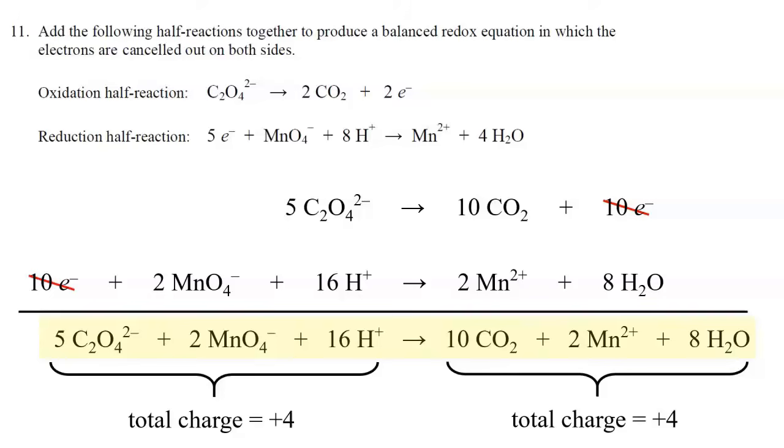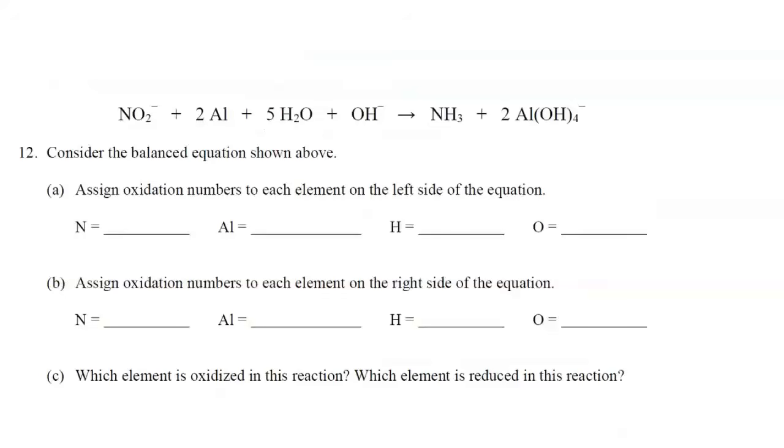Okay, let's move on to question 12. Consider the balanced equation shown above. Assign oxidation numbers to each element on the left side of the equation. So we'll start with NO2-. Oxygen will be -2, and we have 2 of them, so that's -4. And in order for the sum of the oxidation numbers to equal the charge on this ion, that makes the oxidation number of nitrogen +3.